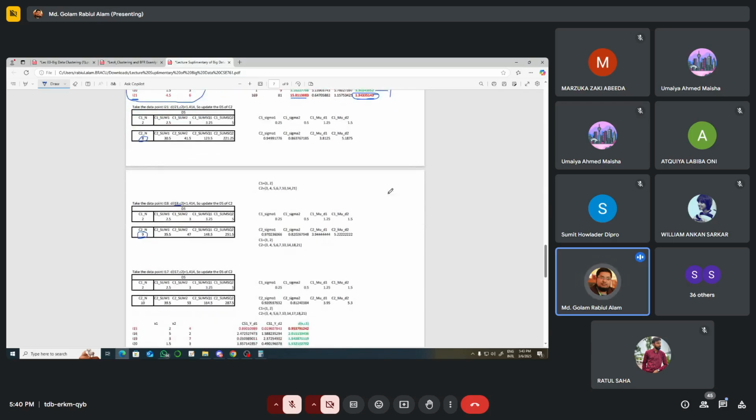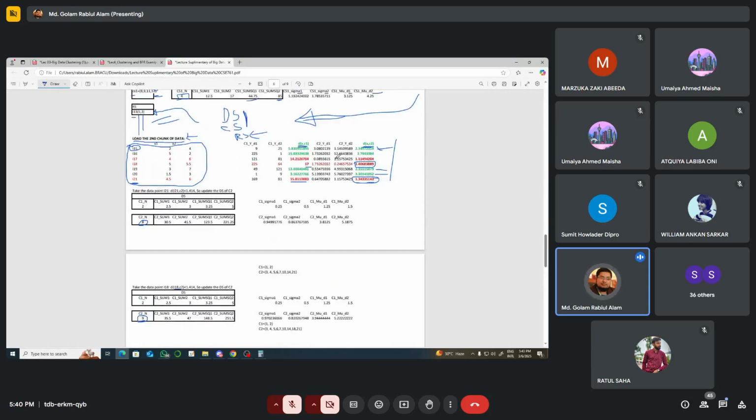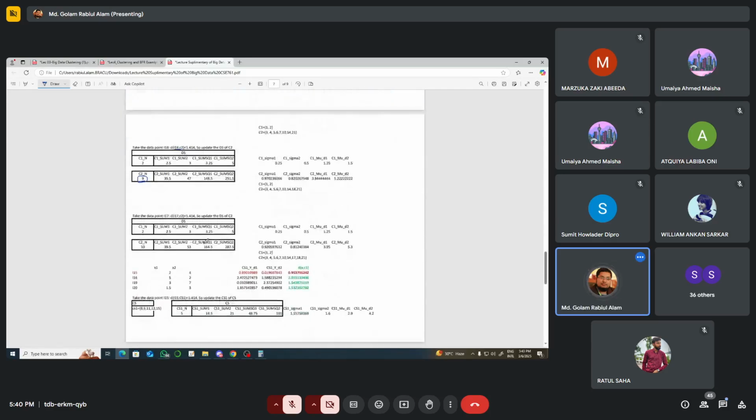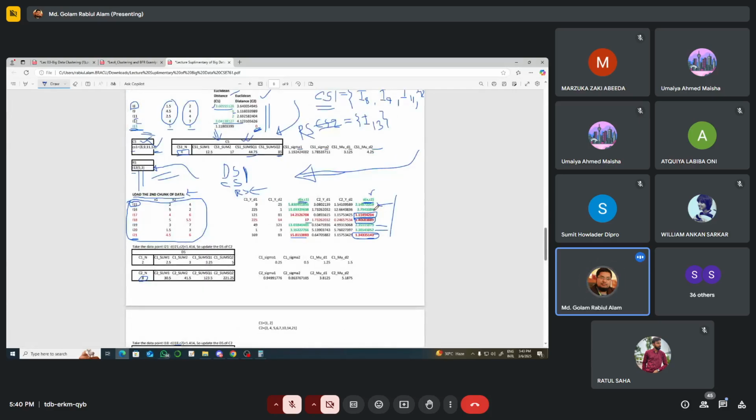Now how about I17? Yes, I17 also, because we can see that this is less than 1.414. So we have to add this one also in C2, because the distance from I17 to C2 is less. Here you can see now it is 10. And the corresponding statistics we need to update. So we have updated the corresponding statistics also.